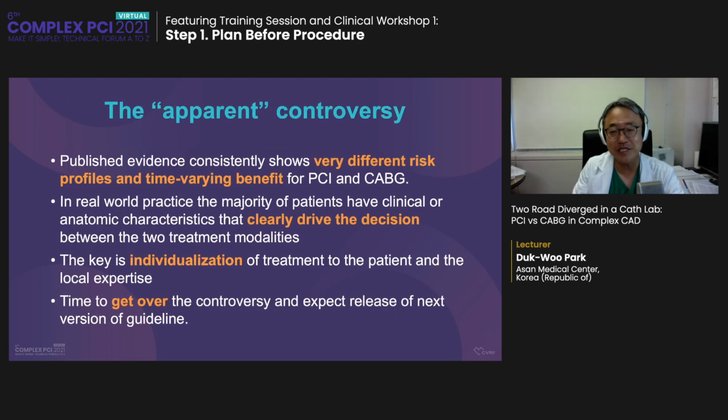Published evidence consistently shows very different risk profiles and time-varying benefit for PCI and bypass surgery. In the real world, the majority of patients have particular clinical and anatomic characteristics that clearly drive decision making. We require individualization on the basis of the patient's risk profile. Also, it is time to get over the debate and controversy, and we expect the release of the next version of the guideline.